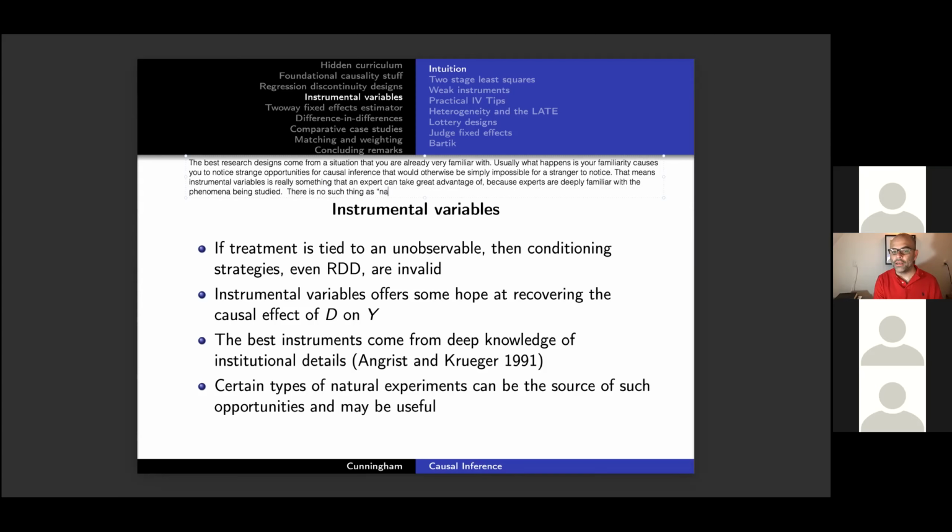There is no such thing as naive causal inference, not successful causal projects anyway. All causal inference requires expertise, not just in the statistical estimator, but in the phenomenon you're studying. It's sometimes called domain-specific knowledge, and I oftentimes say institutional details. And I'll try to convince you about why that's the case.